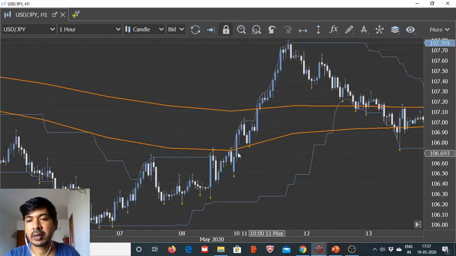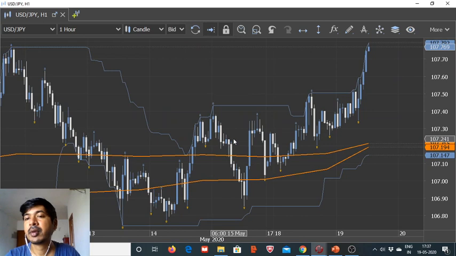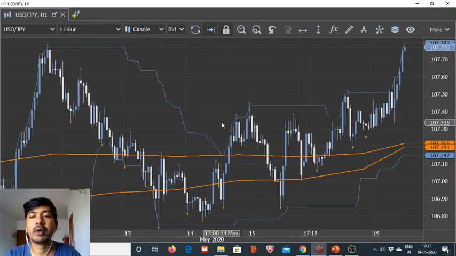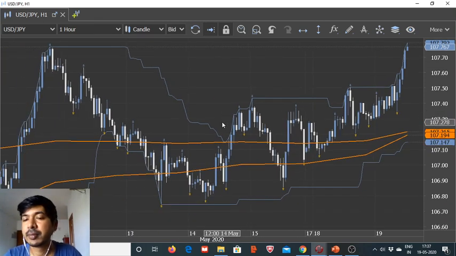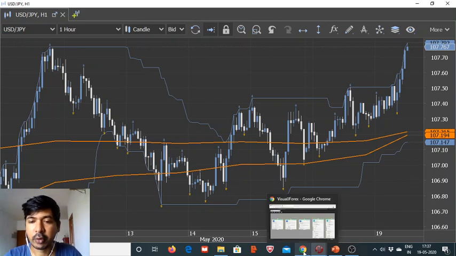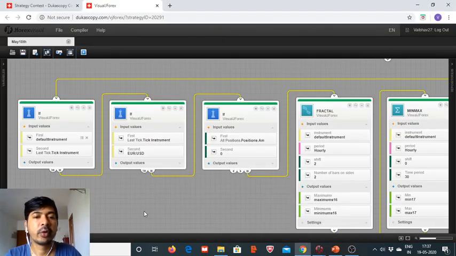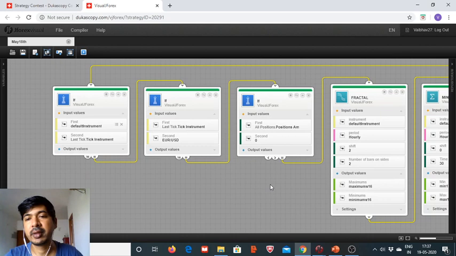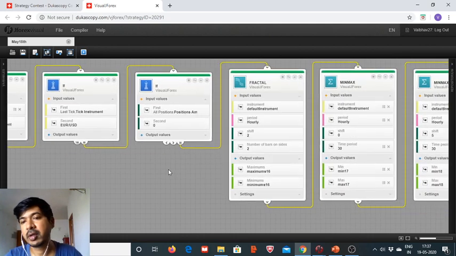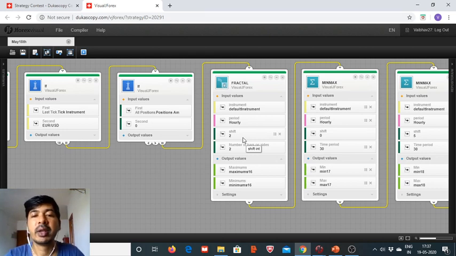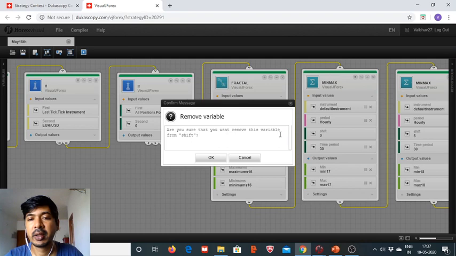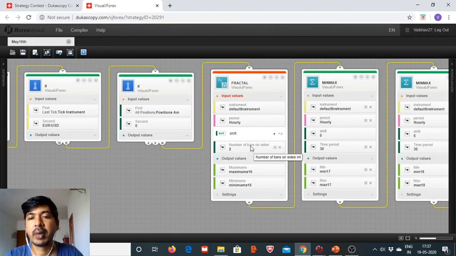So let us get started with building the algorithm. I hope you have got the point of how we are going to proceed from here onward. So yesterday we had done the instrument subscription, the Euro USD fractal. We had taken this, but we didn't really change this value. So today we make it shift 3, and the number of bars on each side 3.